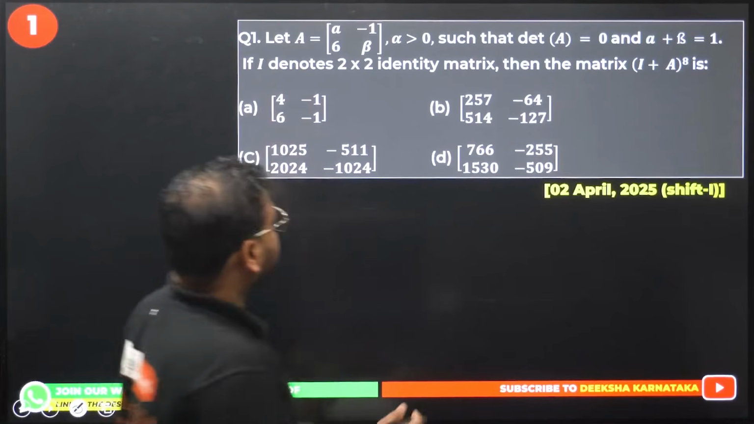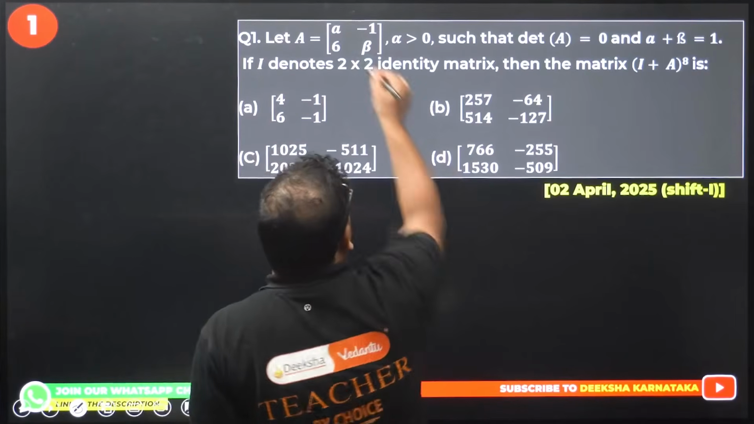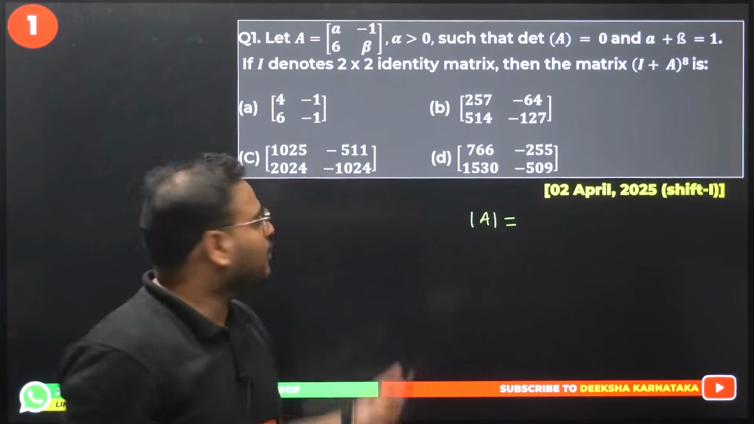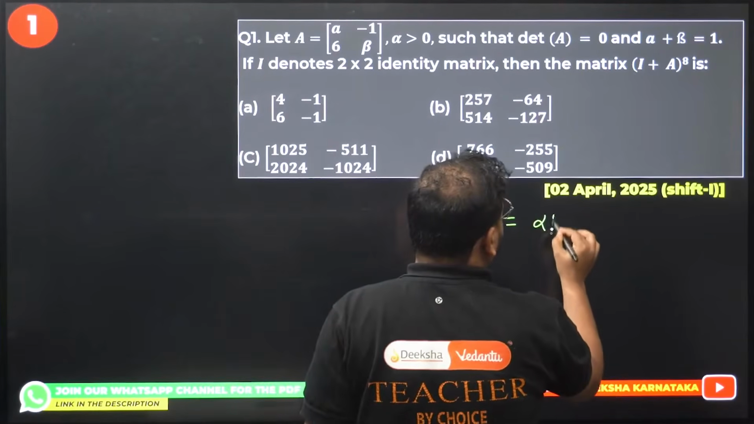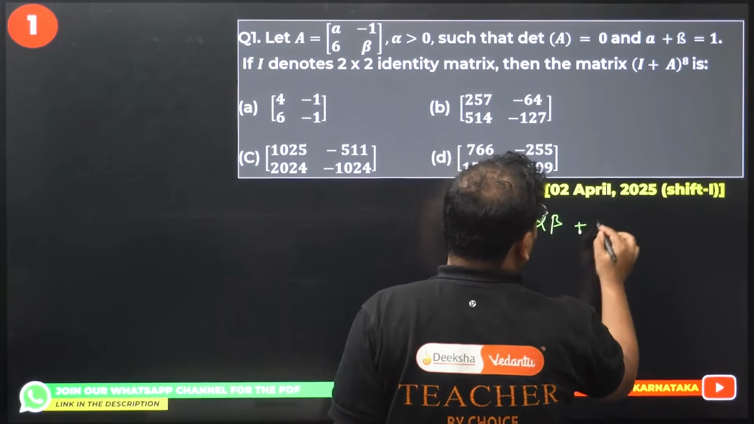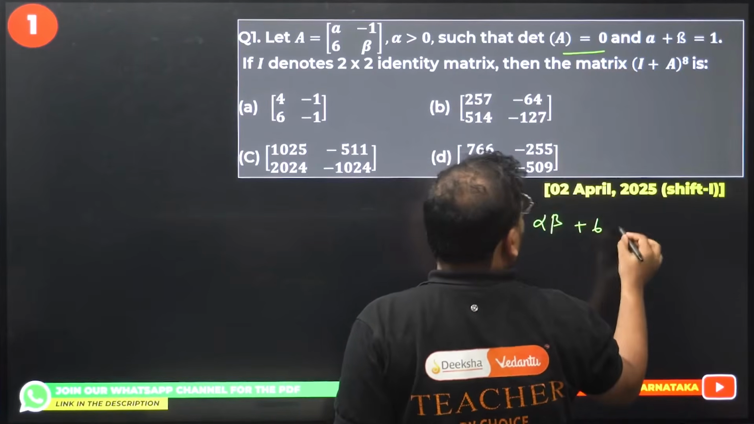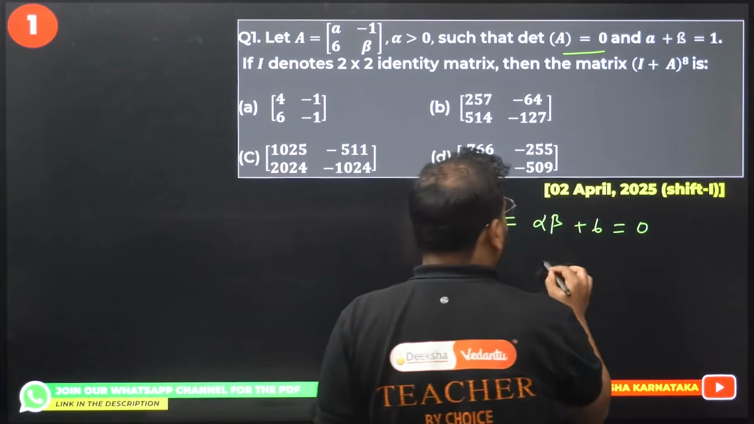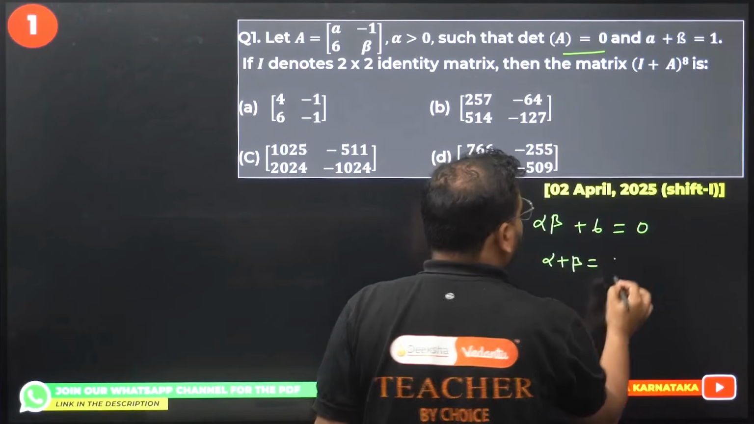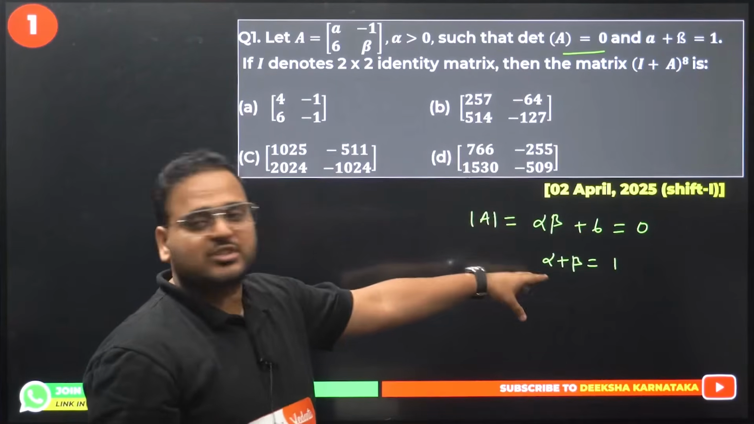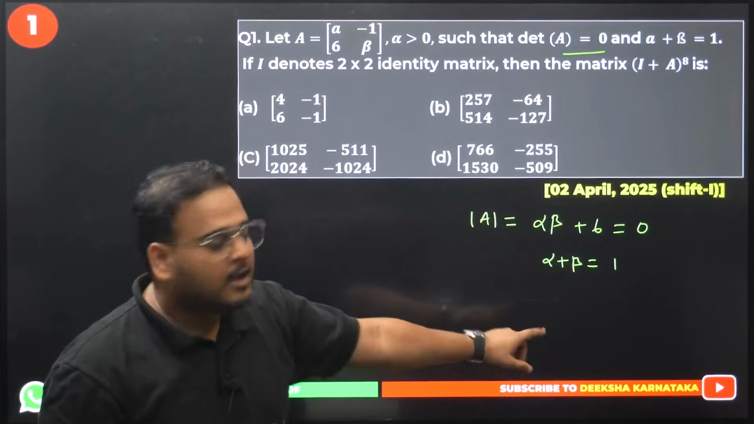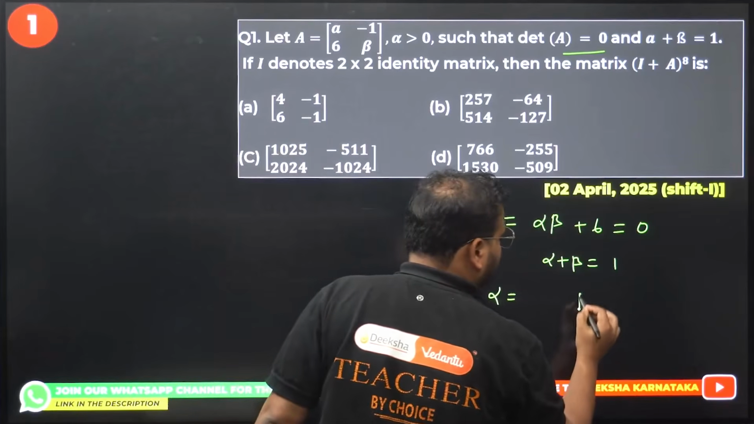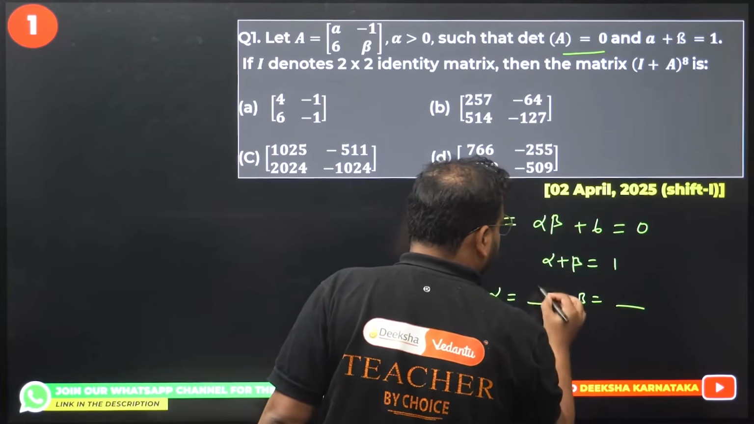Okay, so for this particular question, I'll give you what to do. First thing would be to find the determinant from here. So step 1 would be to find the determinant. Do that, and you'll have this result: alpha beta plus 6 equal to 0. From here you have a relation of alpha beta, and you also have a relation, alpha plus beta equals 1. So using these two conditions, solve this and get the values of alpha and beta. From there, find the matrix A. Once you get the value of alpha and the value of beta, find this value.